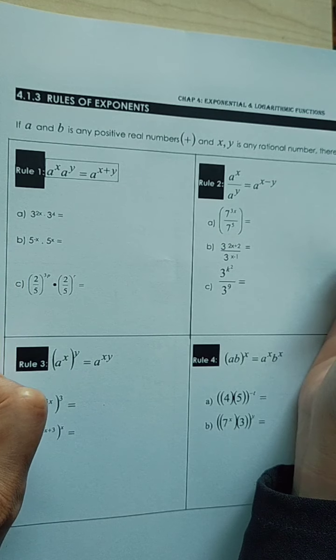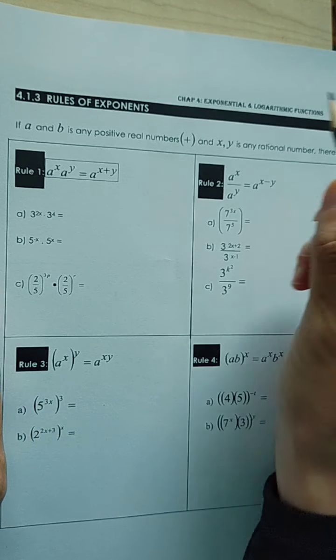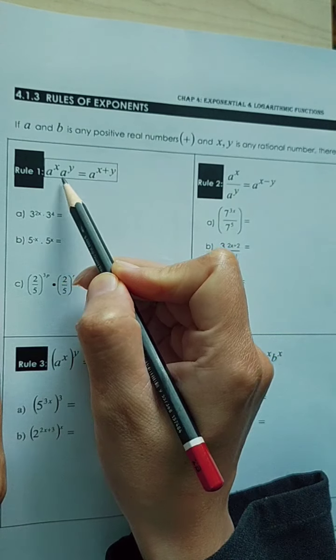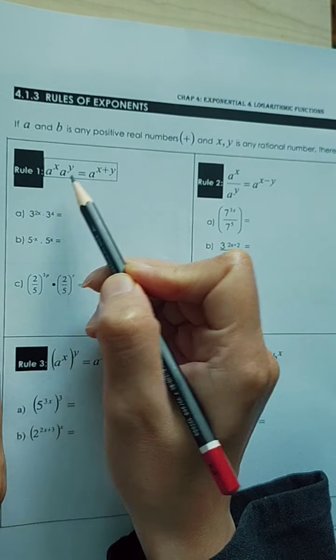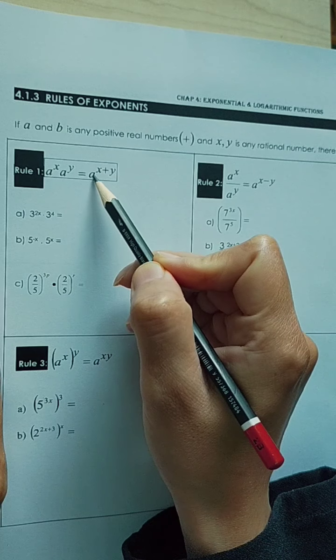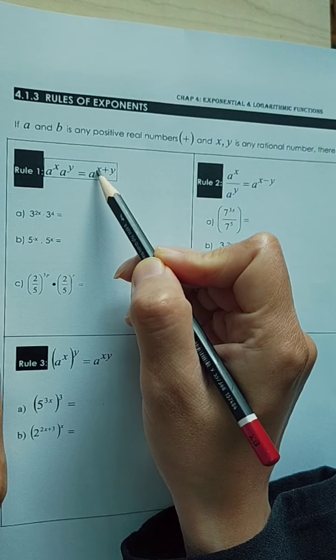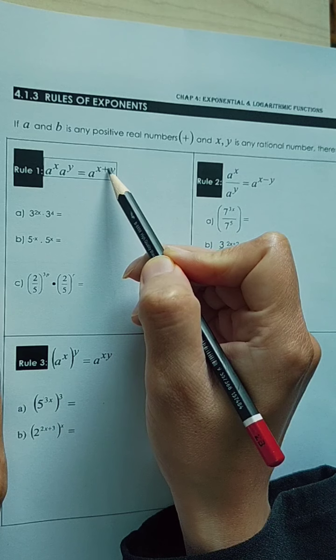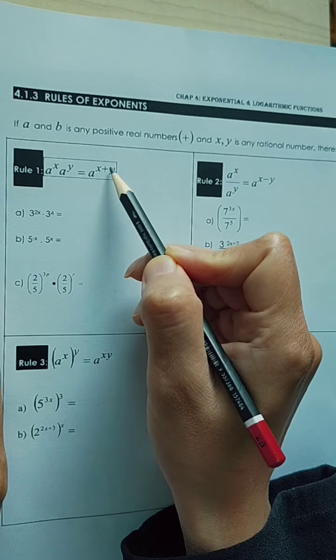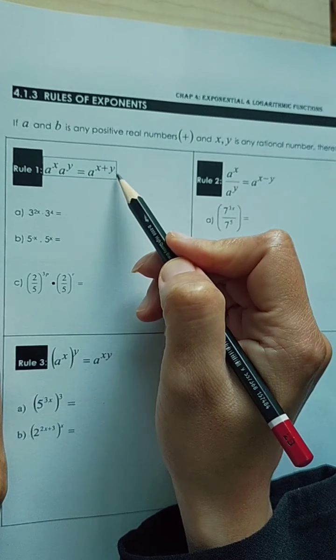Okay, so let's look at rule number 1. If the bases are the same, you can actually combine the base by adding the power. Okay, as simple as that.